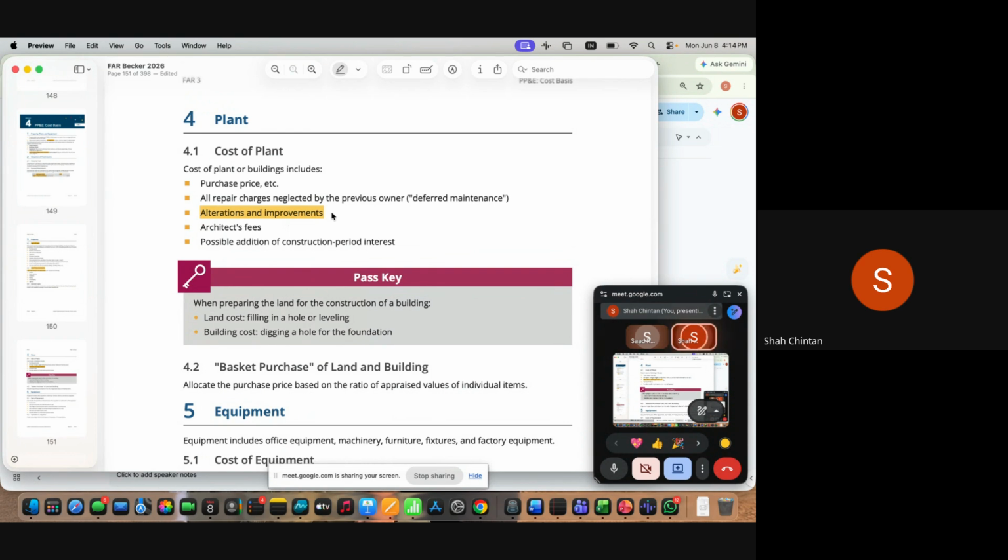So for example, you incurred $100 of expense today. Whether you put the $100 into your income statement as an expense, or whether you capitalize it as an asset in your balance sheet.